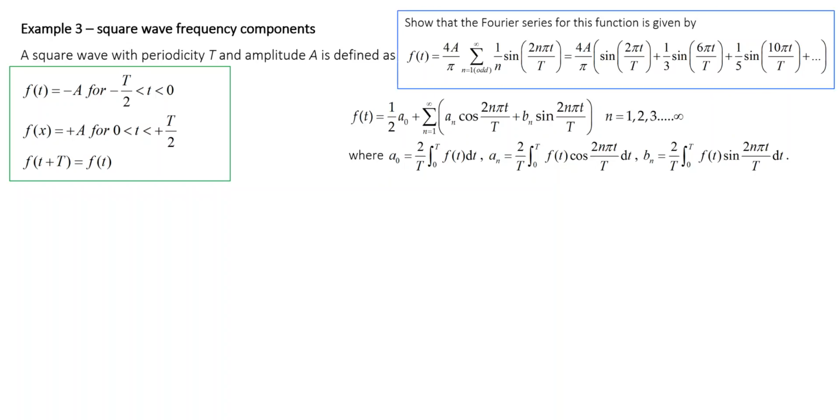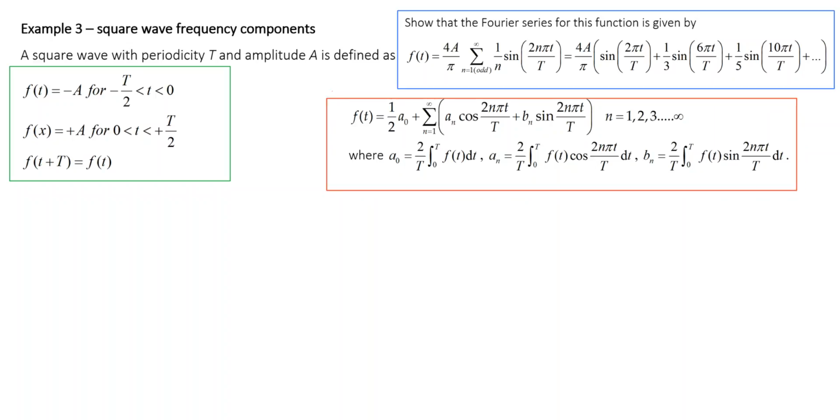blue box there. And as always, we're going to need the general definition of a Fourier series. This is taken from the lecture notes, shown in the red box there. Now, the first thing to notice about this problem is it concerns a function that has odd symmetry. So we can write that f of t is odd.